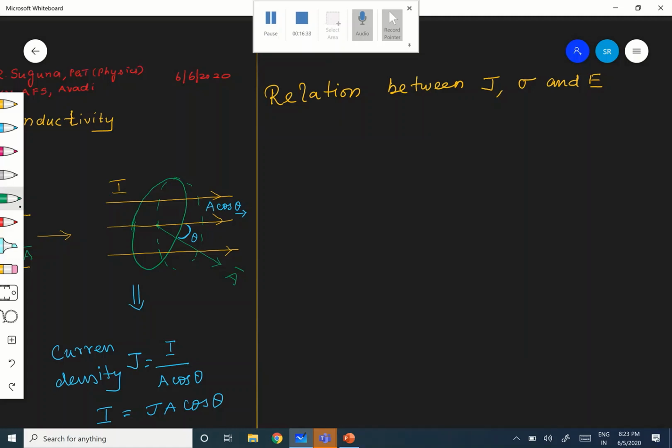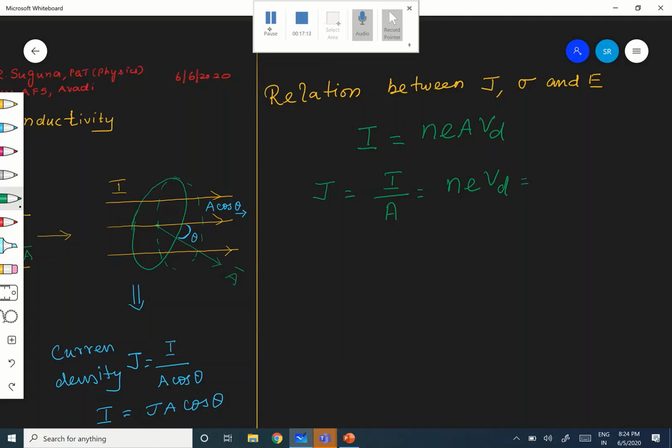For that, I think you have an idea about the relation between current and drift velocity. Current is equal to n e A vd. Therefore, current density J is equal to I by A, which is equal to n e vd. But I want the relation between current density, conductance and E. So I want to represent vd in terms of E.